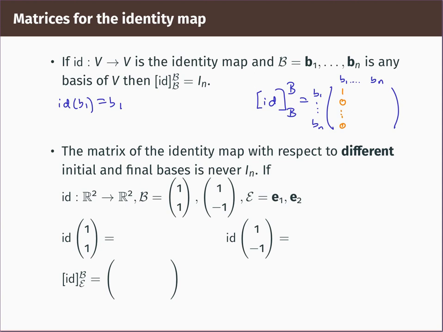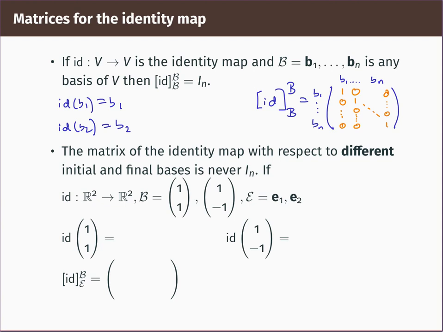Okay, let's think about the next basis element. The identity applied to B2 is B2, and that is 0 times B1 plus 1 times B2 plus 0 times B3 plus 0 times B4, all the way up to 0 times Bn. So the second column, the B2 column, is 0, 1, 0, and then lots of zeros. Okay, and you can see what's happening here. If we keep going with this, we end up with this matrix, which is exactly the identity matrix.